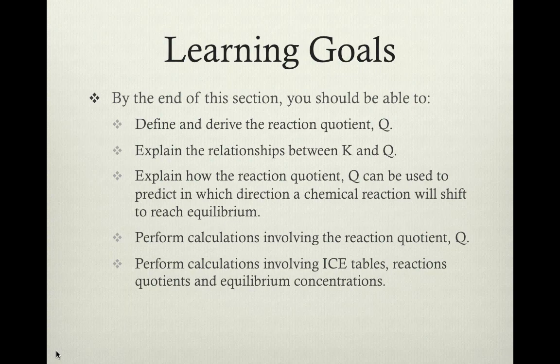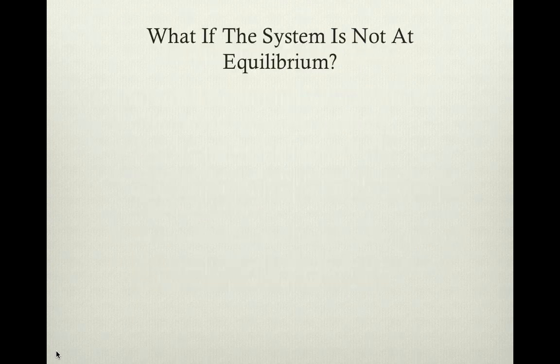The last bullet point here, where we're going to use ice tables, reaction quotients, and equilibrium concentrations, we'll cover in another lesson. So we've spent a lot of time learning about equilibrium, trying to understand what the equilibrium law is and equilibrium constant, and these all involved using the concentration of reactants and products once an equilibrium has been established. However, it's not always going to be at equilibrium. So this gives us the question of what if the system is not at equilibrium?